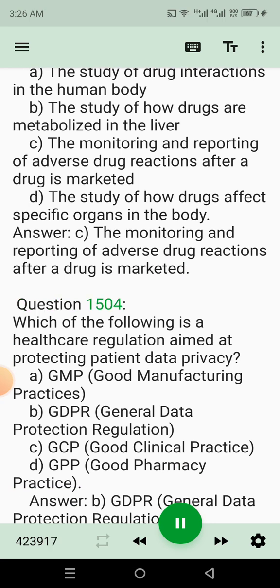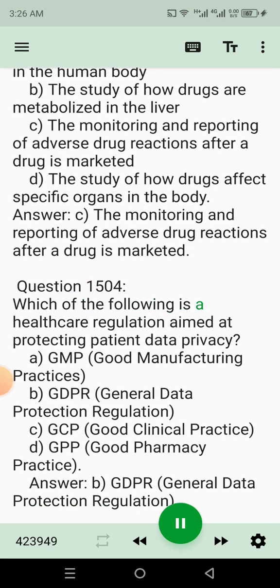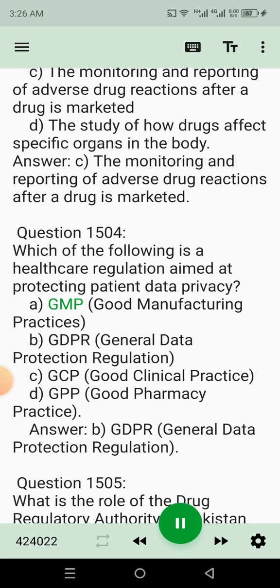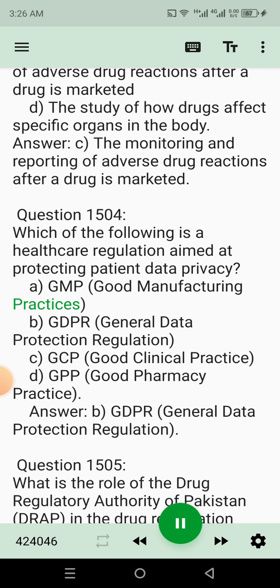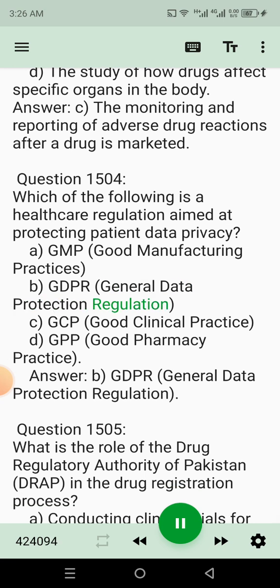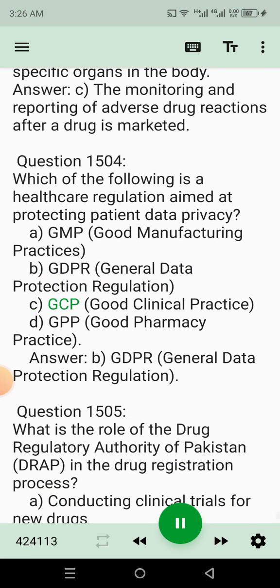Question 1504. Which of the following is a healthcare regulation aimed at protecting patient data privacy? A. GMP, Good Manufacturing Practices. B. GDPR, General Data Protection Regulation. C. GCP, Good Clinical Practice.